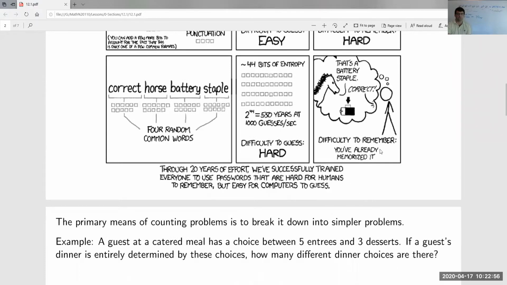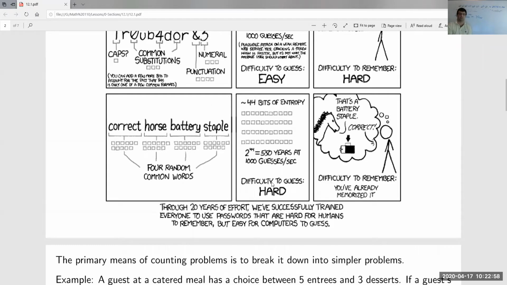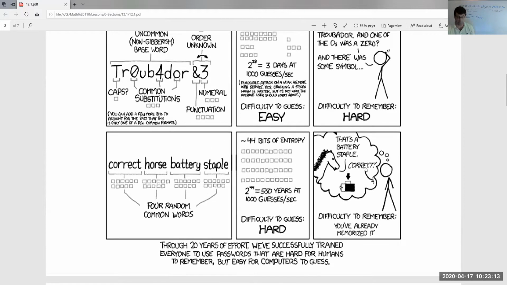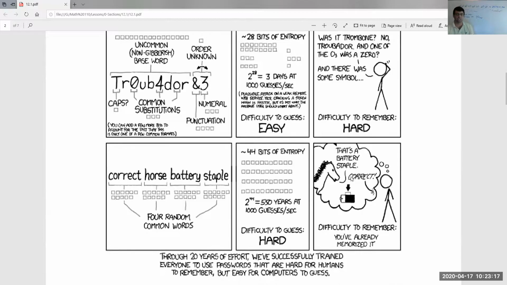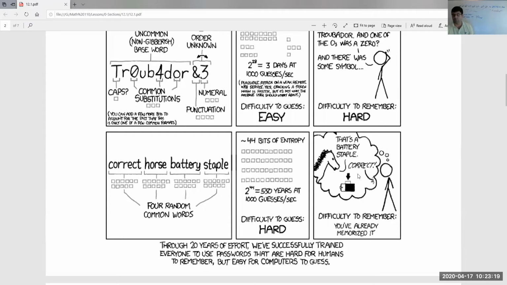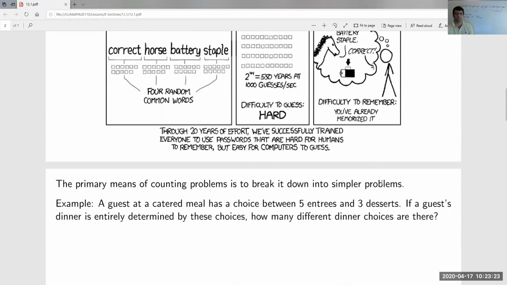And it's funny that through 20 years of effort, we've successfully trained people to use passwords that are hard for humans to remember, but easy for computers to guess. Any of you who enjoy nerdier comics, this is XKCD, and it's fabulous at these random thoughts that just pop into his head, and he just goes after it with a nerd that pretty hard.